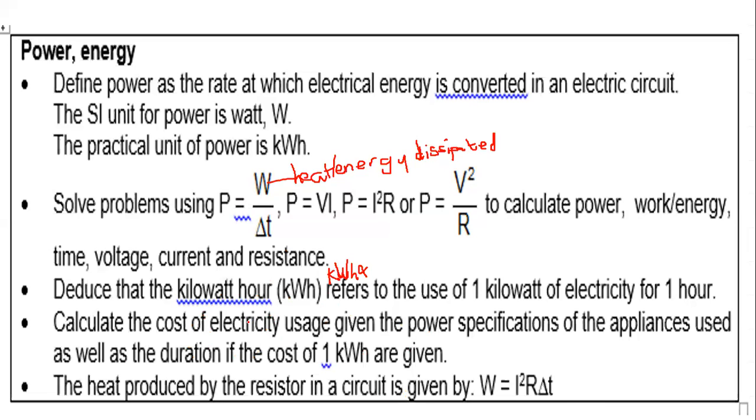And then we must be able again to calculate the cost of electricity usage given the power specifications. And you know, when we talk about the power specifications, we are basically talking about the power rating of the appliances used, as well as the duration. If the cost of 1 kilowatt hour is given, that means if you know the cost per kilowatt hour, remember it means this is the cost per kilowatt hour, right?